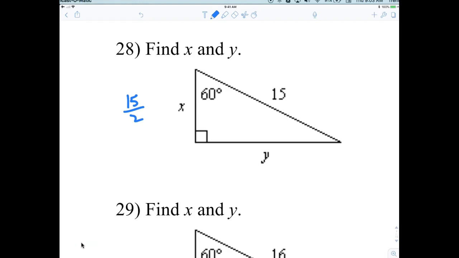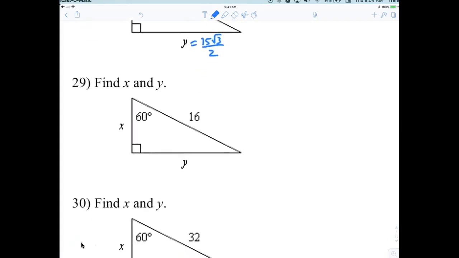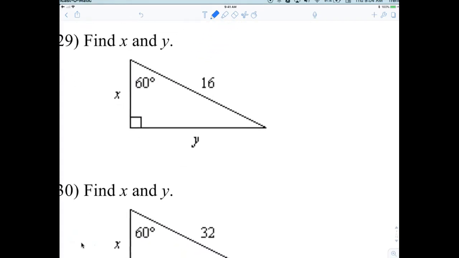So X is 15 divided by 2. Y is 15 over 2 radical 3. Exactly. Either way. Would you accept 7.5? Is it the same? We don't use decimals. So it's another 30, 60, 90.